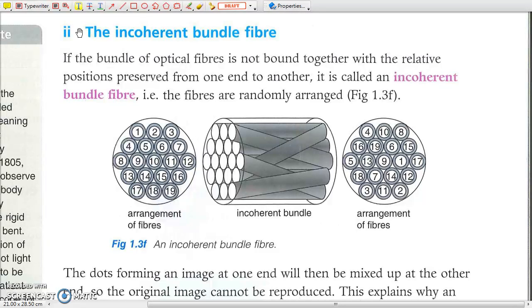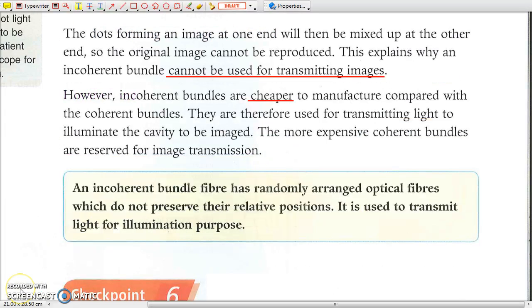2. The incoherent bundle fiber. An incoherent bundle fiber has fibers randomly arranged. Their relative positions are not preserved. Obviously, it is more difficult to manufacture the coherent bundle, and so it is more expensive.